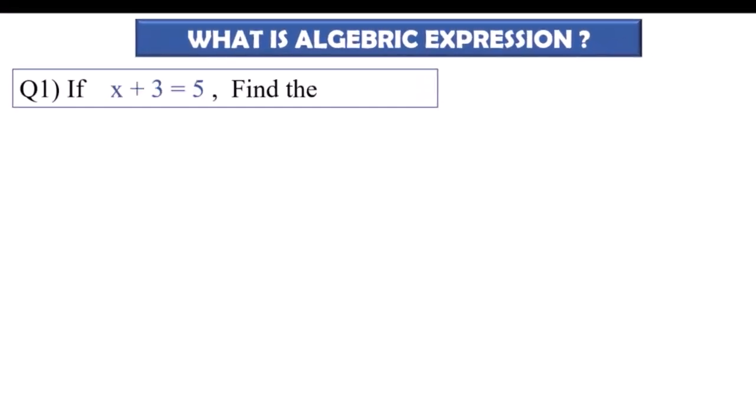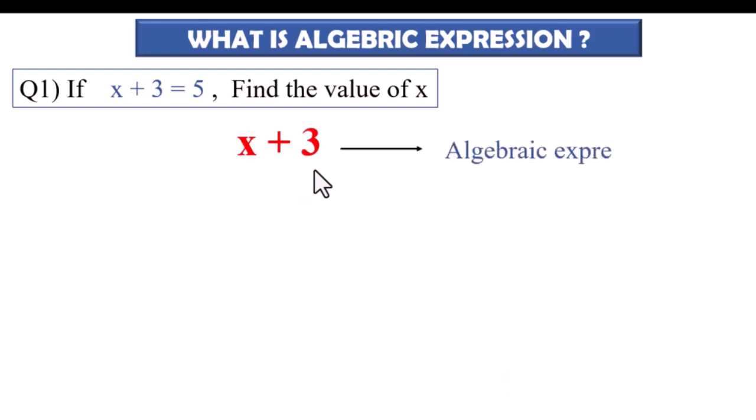Now we will learn about some definitions. We will look at the last question again. If x plus 3 is equal to 5, find the value of x. Here, if we write x plus 3 only, this is called an algebraic expression. Here, x can be any value. In different questions, it can have different values.